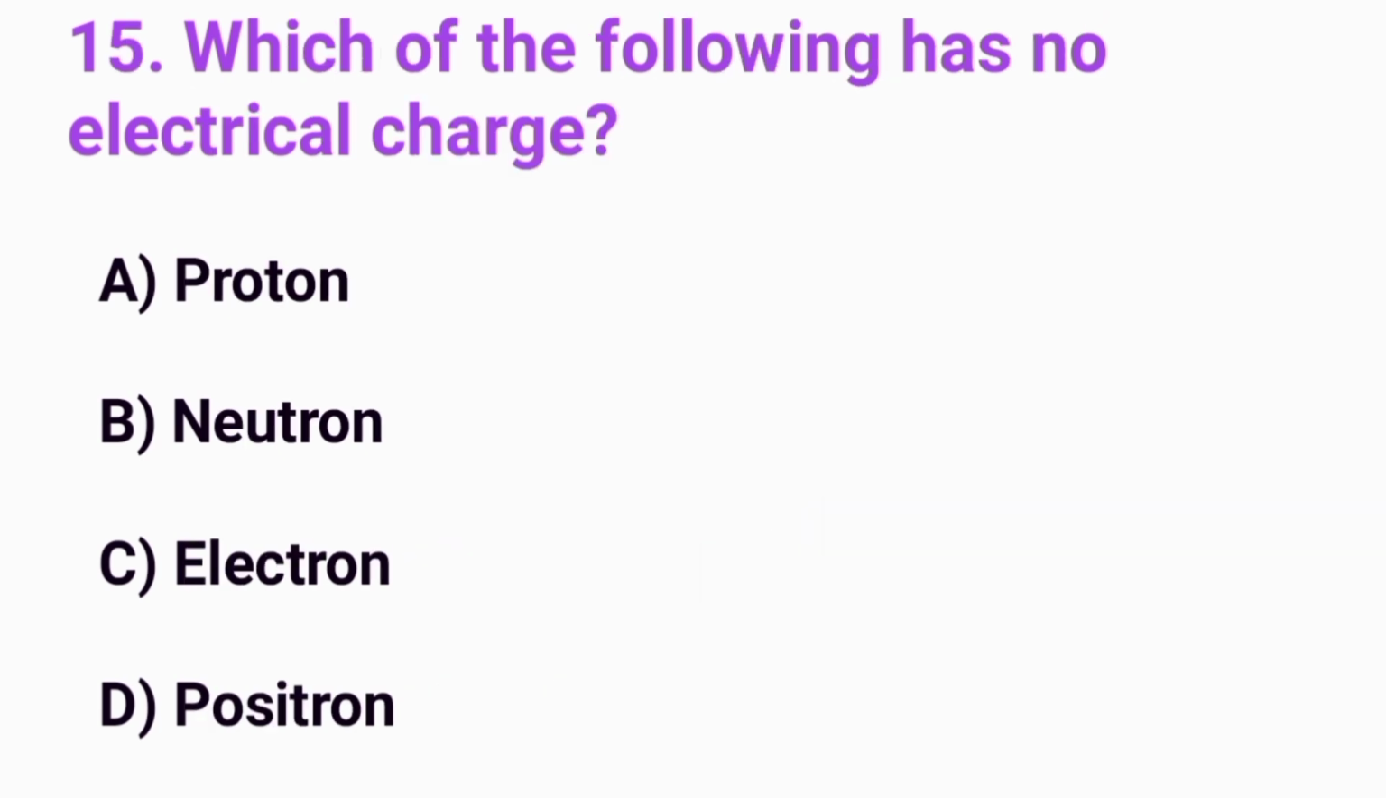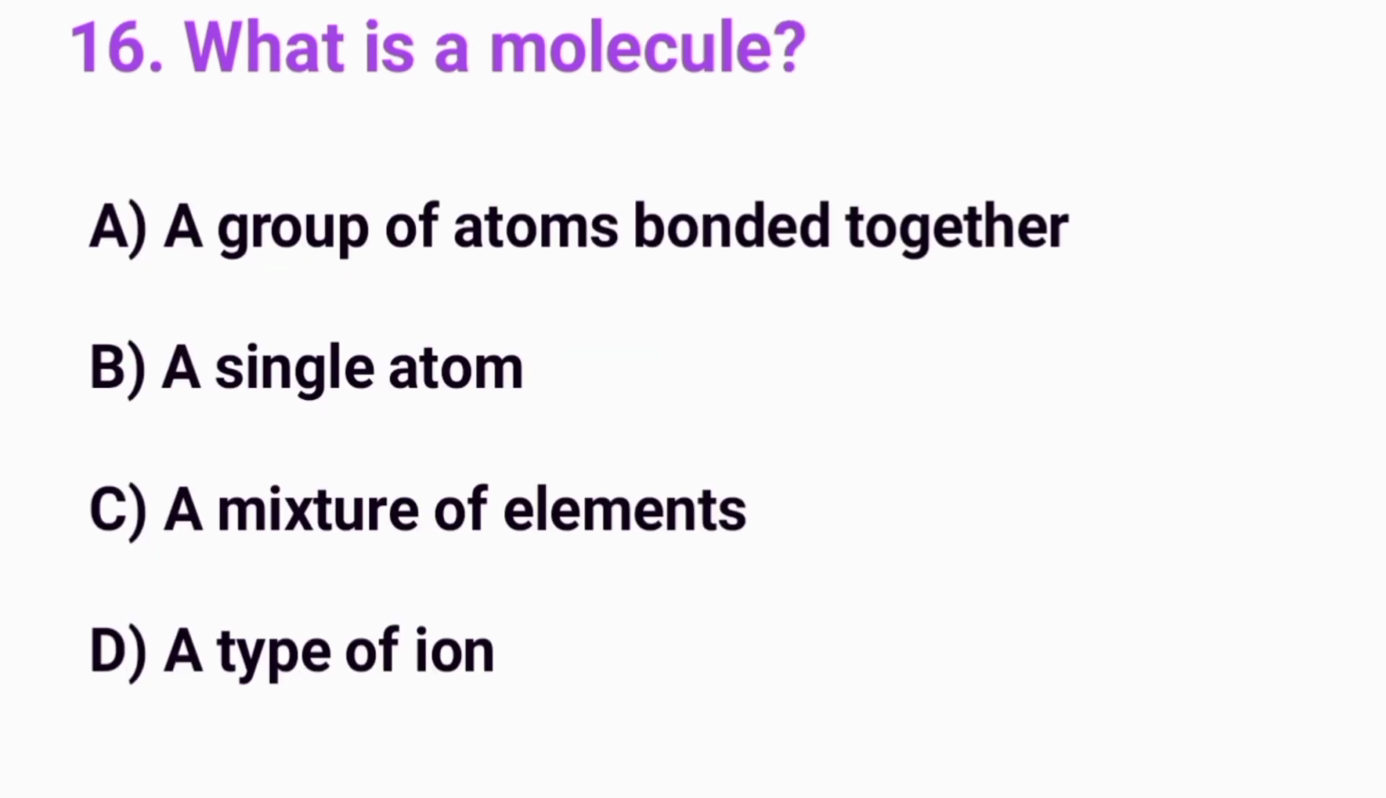Question number 15. Which of the following has no electrical charge? The right answer is option B. Neutron. Question number 16. What is a molecule? The right answer is option A. A group of atoms bonded together.